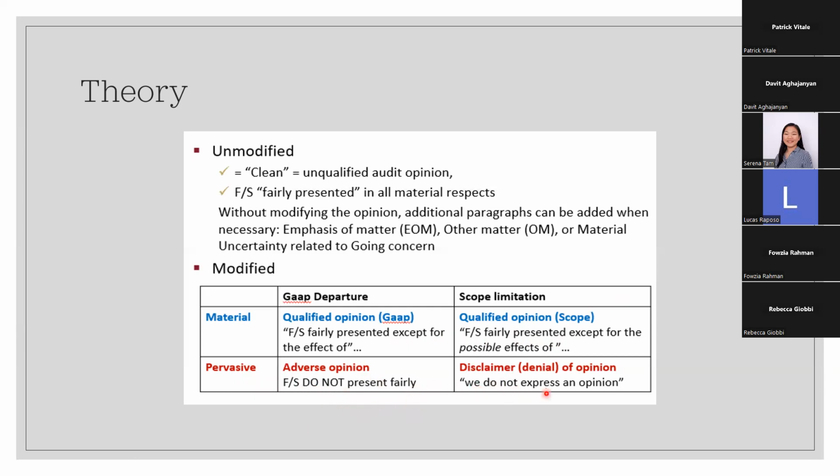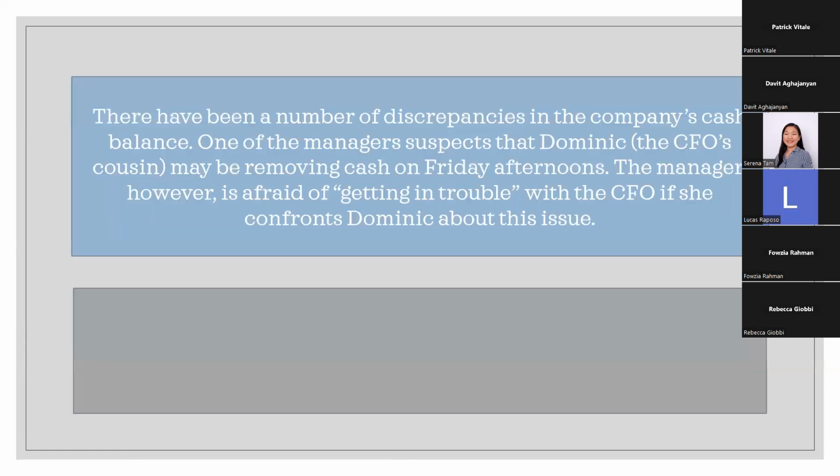You see how aggressive this looks. We do not express an opinion. So that's pervasive compared to the assertion level. That's why it's so important. But just understand what's unmodified and what's modified. I think that'll be good enough for you guys. You'll see more of this in ACCO 465. All right, let's go.